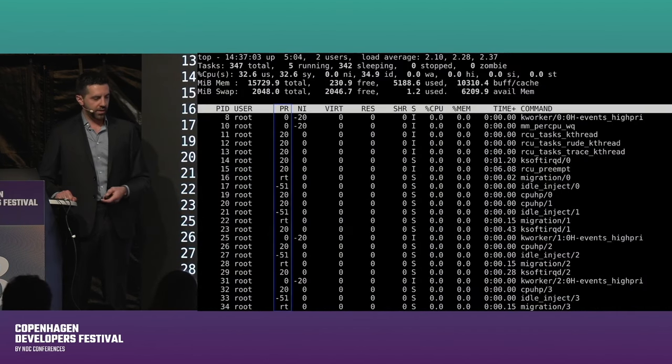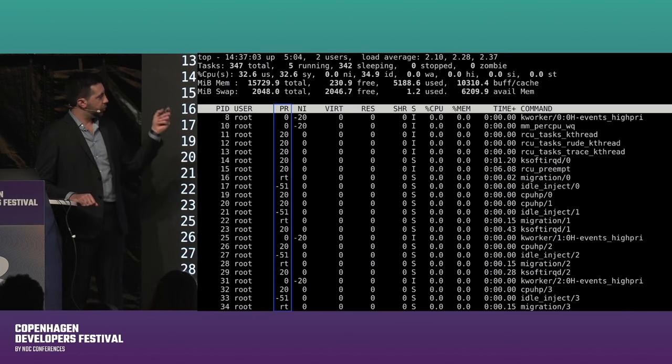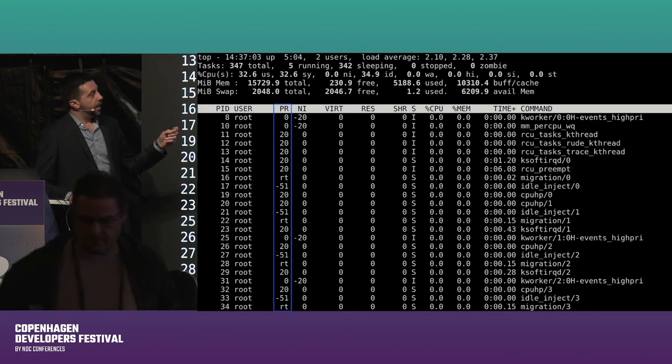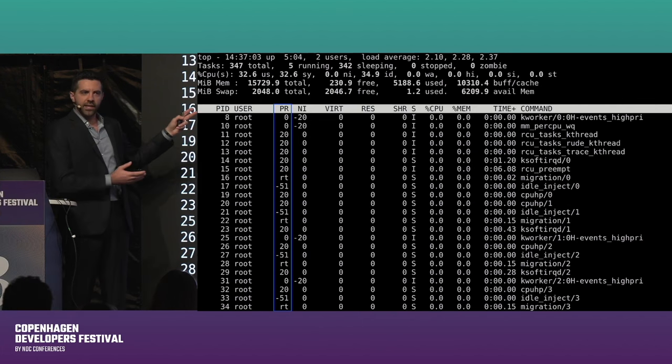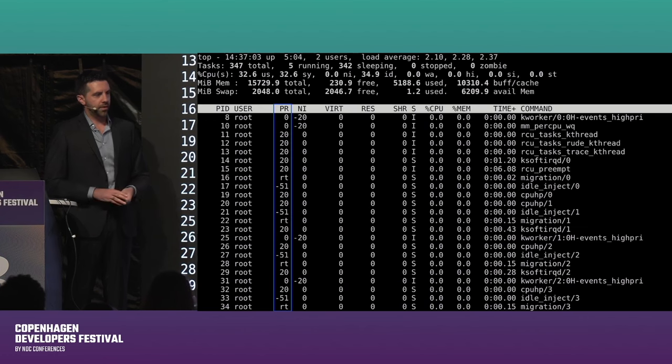If you've ever wondered what this PR column here is, if you're not already familiar, that's priority. And this talks about the priority of that process. And we can see a bunch of different values. RT stands for real time, in case you're curious. But this gives us hope, right? Linux already does this. It prioritizes the different processes to make sure that the most important things get the most resources and don't get interrupted.